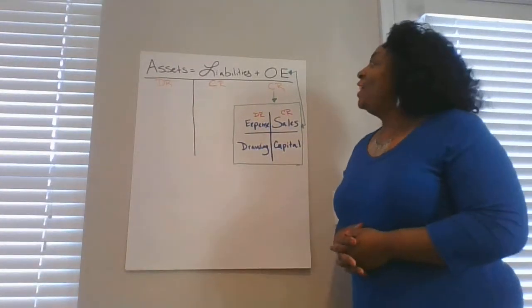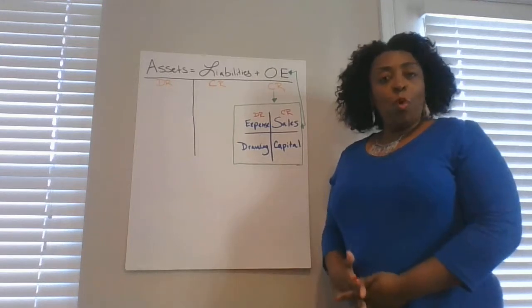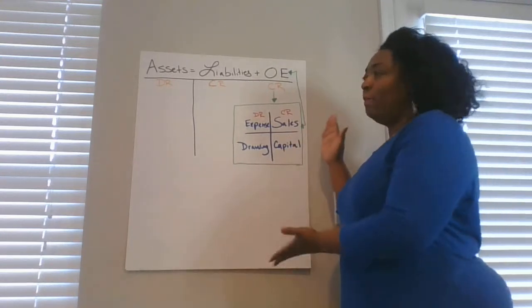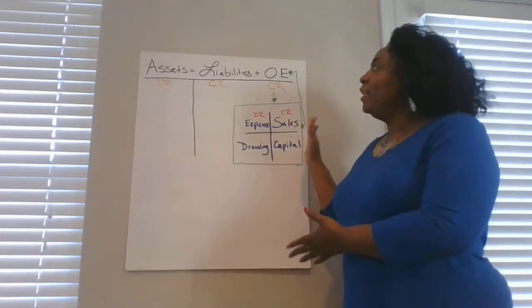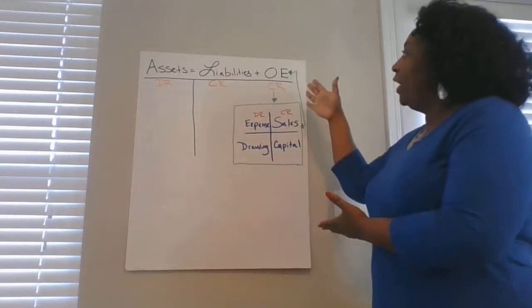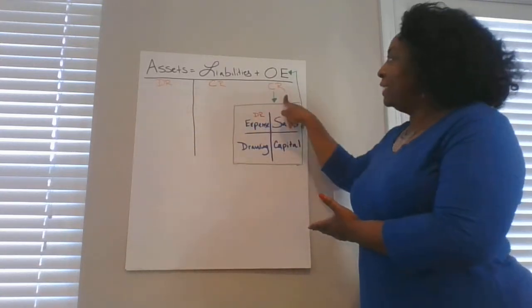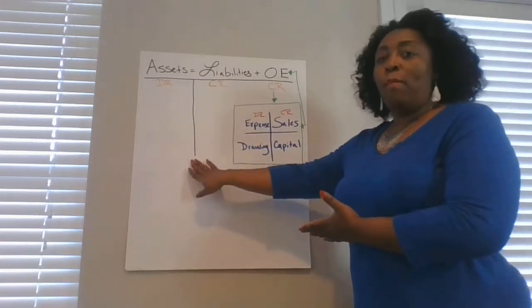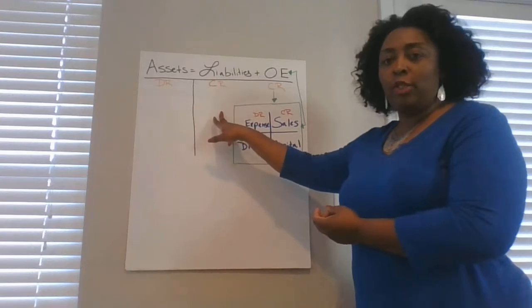All right. Today we're going to learn about closing entries. But before we start closing entries, I always start back at the beginning, which is the accounting equation. Everything starts with the accounting equation. So here I have the accounting equation written along with the normal balances in a T-chart, reminding you that the left side is always debit, the right side is always credit.